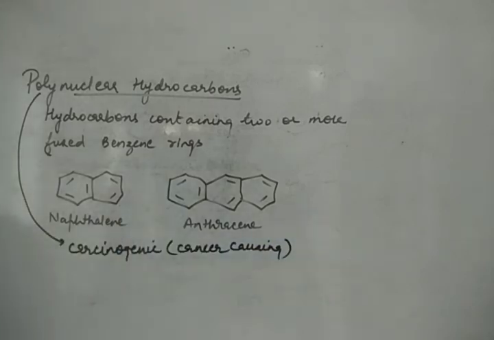The polynuclear hydrocarbons which are obtained by the combustion of petrol, coal, tobacco, when they enter the human body, they damage the cells and they cause cancer. So these polynuclear hydrocarbons, which have more than one or two benzene rings fused with each other, are generally found in petrol and coal, and the complete or incomplete combustion of these petrol and coal results in the formation of such compounds which can cause cancer.